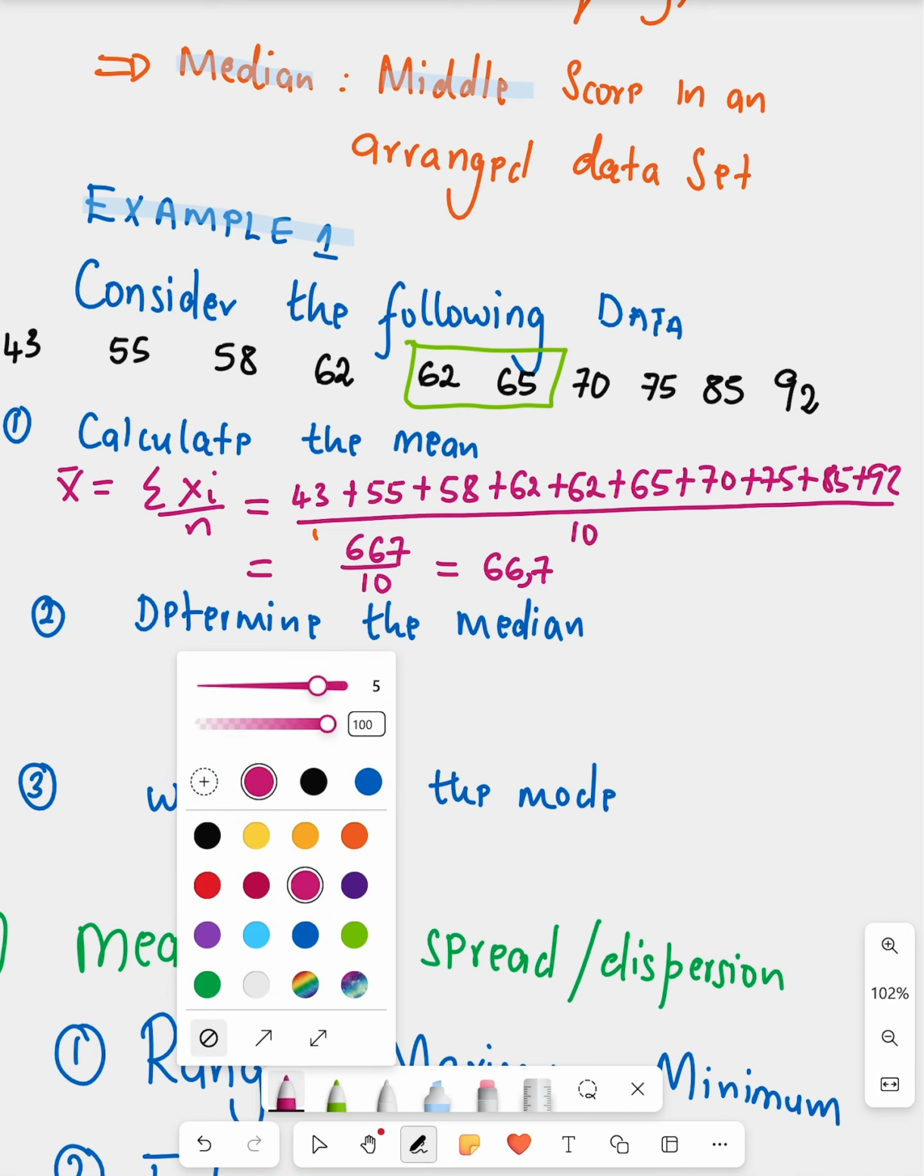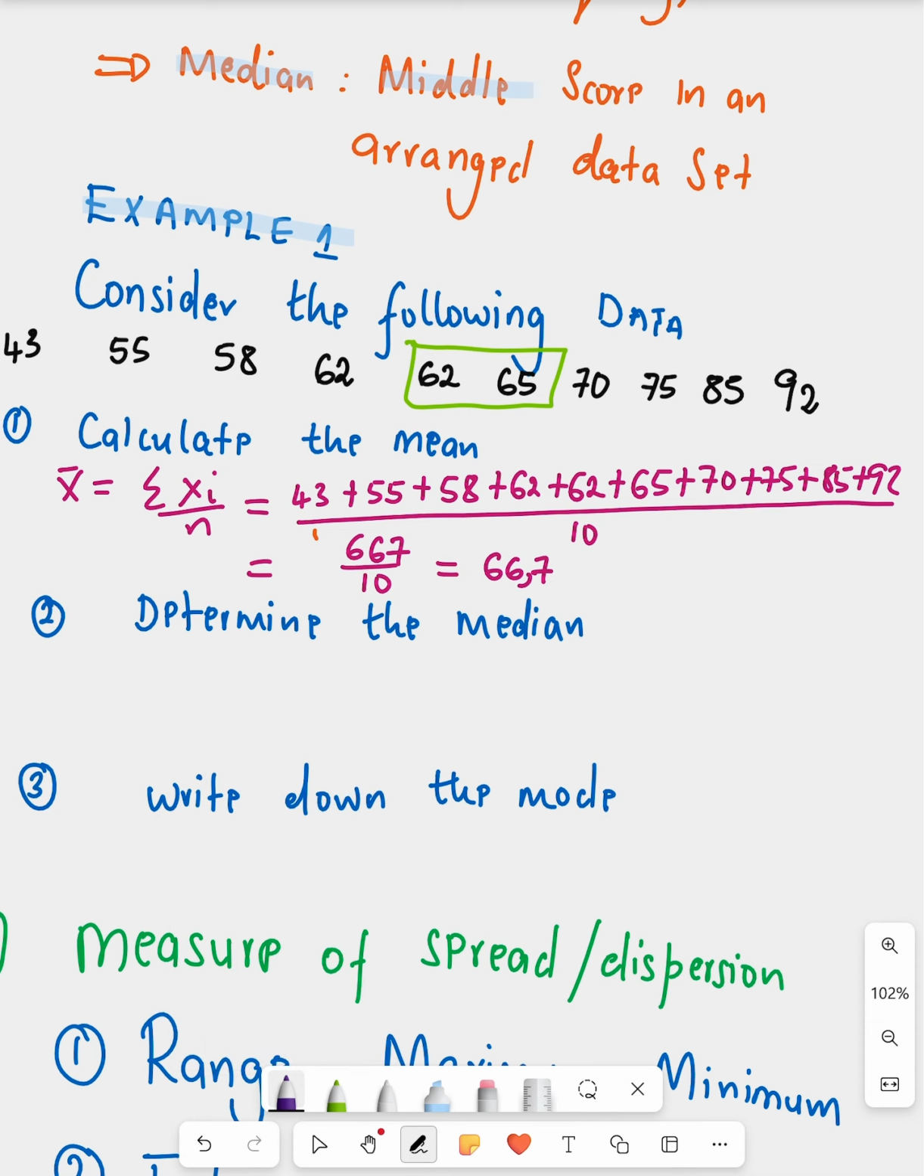If you have 2 medians, we are going to add these 2 numbers. So our median is 62 plus 65, and then we divide by 2. So our median will be 63,5. Sometimes in the exam you will get data that is odd. If the data is odd, that means you are going to have 1 median. However, if there are 2, you just add them and divide by 2.